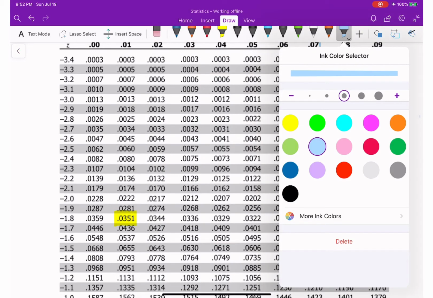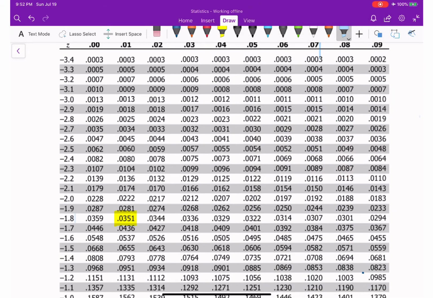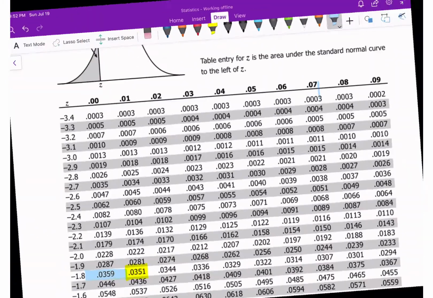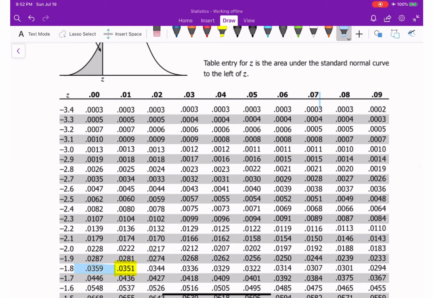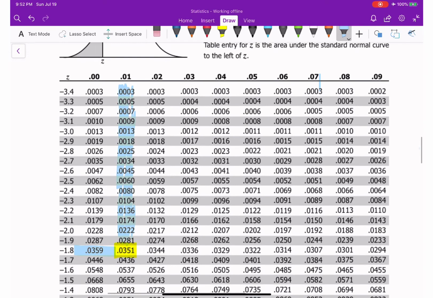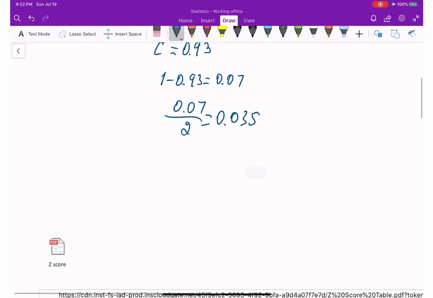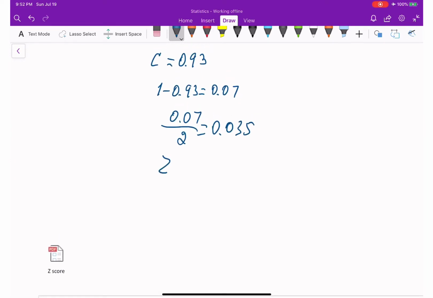All right, so from here it's going to be negative 1.8, and here it's going to be .01. Yes? Okay. Here we have negative 1.81, which as a positive value will be 1.81. So Z critical is going to be 1.81. It's not difficult, is it?